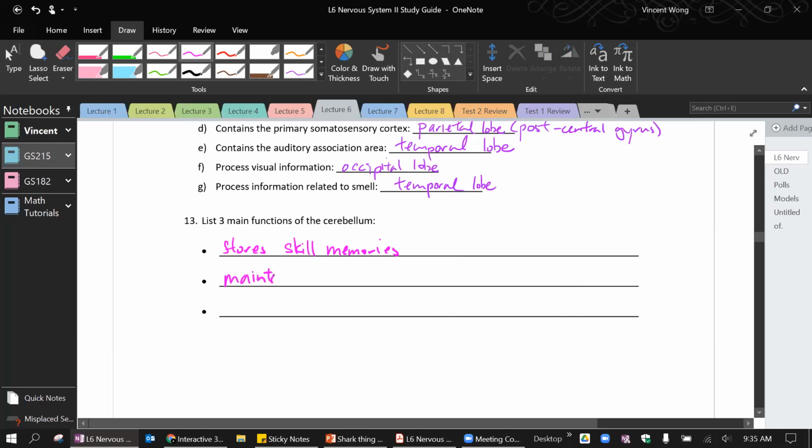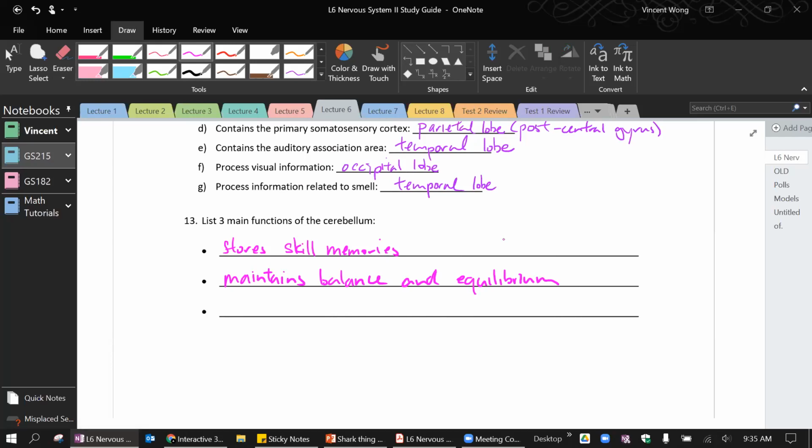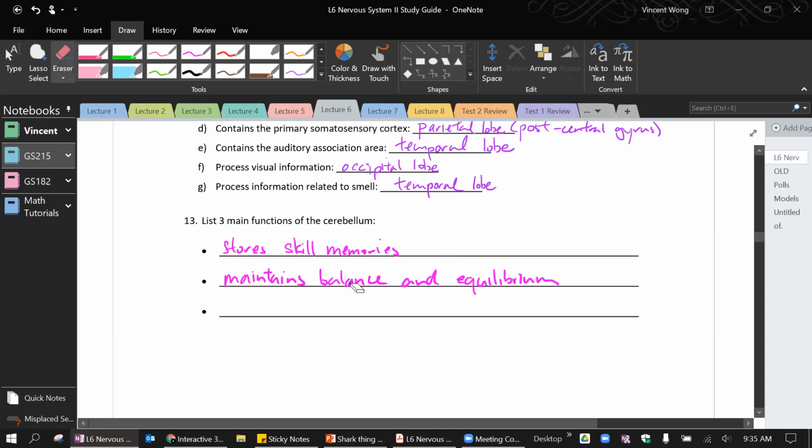It maintains balance and equilibrium. So when you're walking, it uses all the sensory input from the eyes, from the ears, and helps you maintain balance and not fall over. And if you trip on a rock or something, your body will try to immediately regain balance and regain equilibrium. And that's the job of the cerebellum.